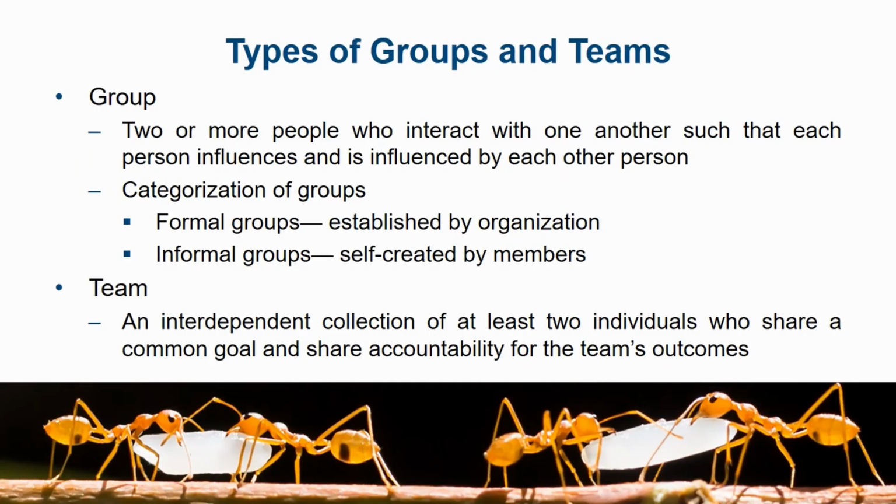Groups are two or more people who interact with one another such that each person influences and is influenced by each other person. While teams are an independent collection of at least two individuals who share a common goal and share accountability for the team's outcomes. There are two kinds of groups: formal groups established by organizations and informal groups which are self-created by the members.